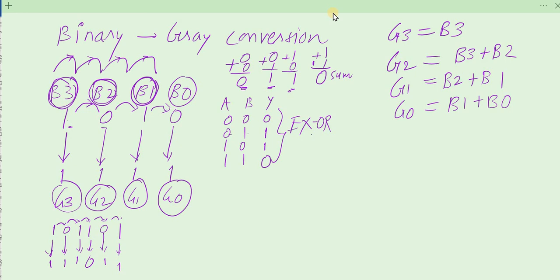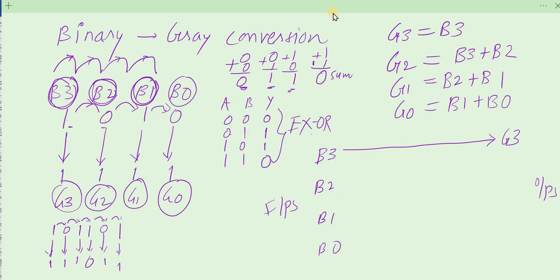So let us draw the circuit for this. It will be a very simple circuit. 4 inputs B3, B2, B1, B0. Let me draw it with some space slightly. B2, B1, B0. Then B3 as it is becoming G3. These are the inputs and these are the outputs. Now G3 is same as B3. G2 is addition. For the addition, we are using XOR gate because the table is XOR gate. So this becomes the equation.